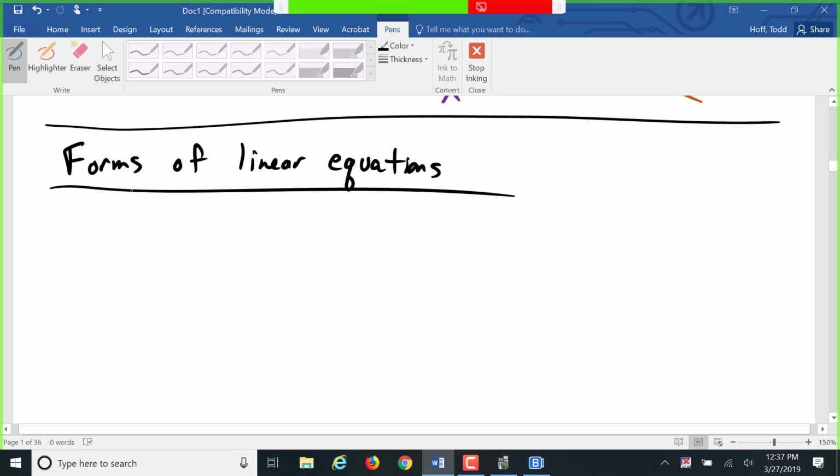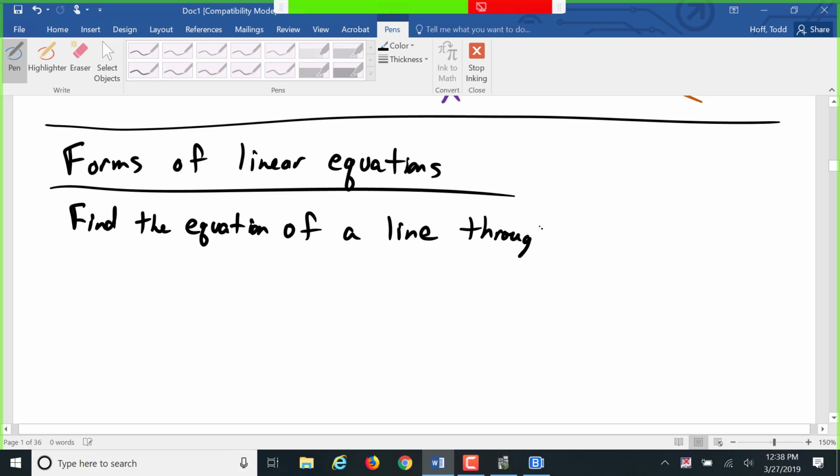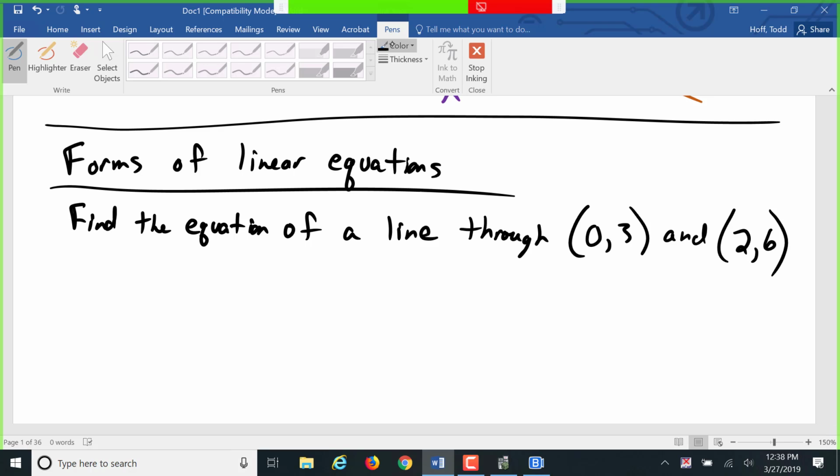You know, if we're asked to find the equation of a line through the points 0, 3, and 2, 6. Yes.